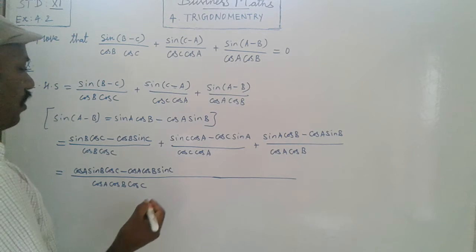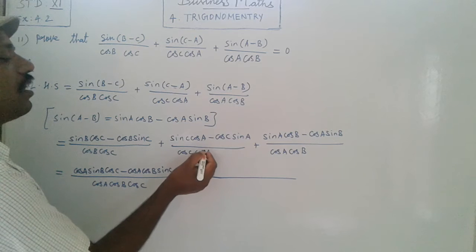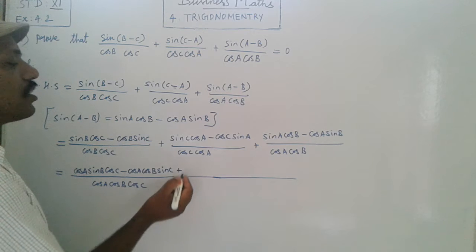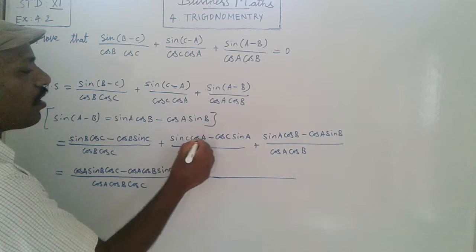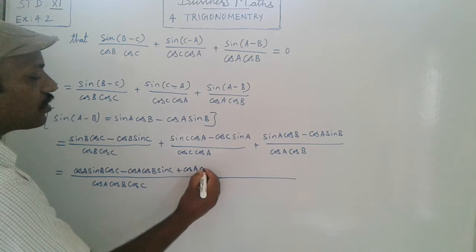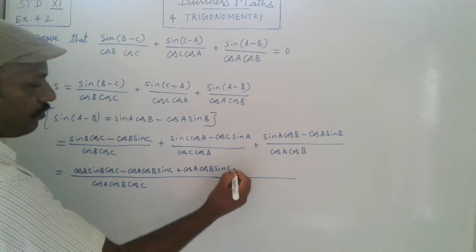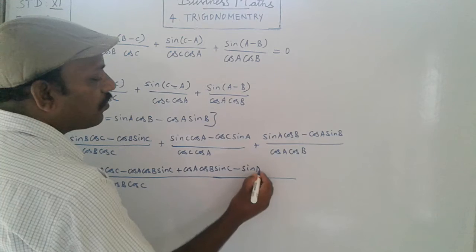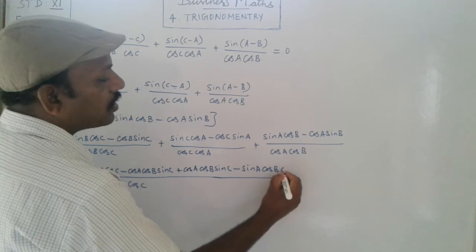This term we should add, and in the denominator it is cos c cos a, so we should multiply by cos b, then we get cos a cos b cos c. So cos b we should multiply with this numerator. Writing in order, cos b sin c cos a, minus sin a cos b cos c.